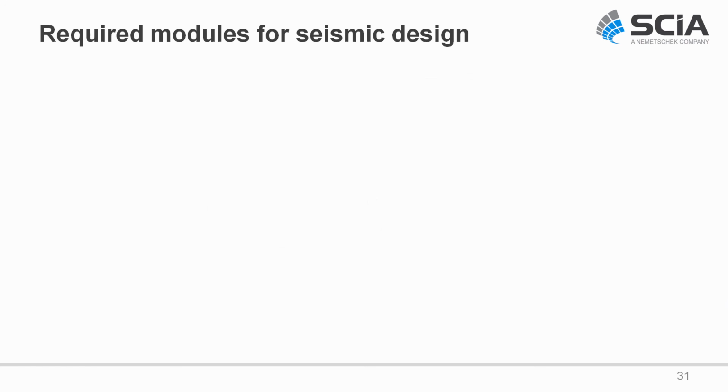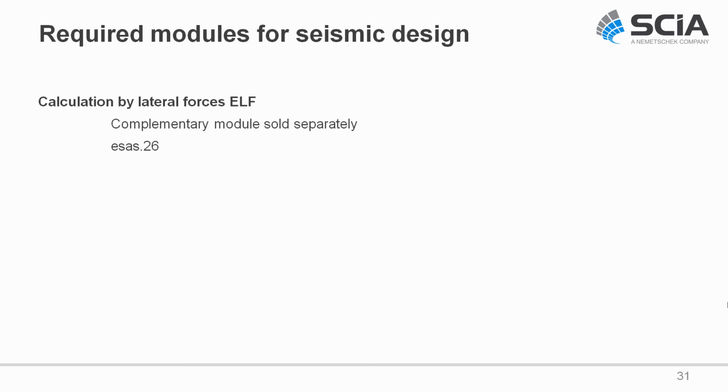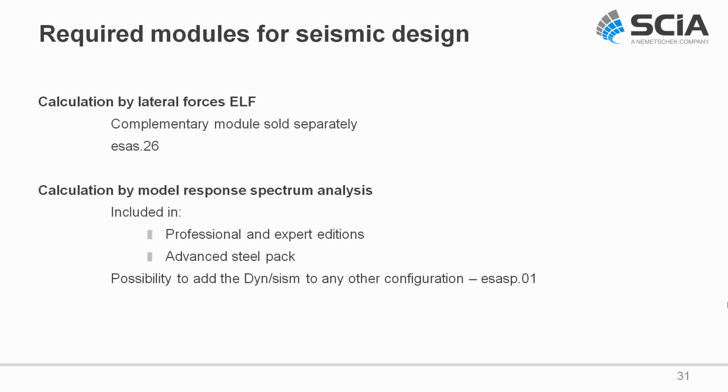What about the required modules for seismic design? For the ELF method, it is a complementary module sold separately, which is the ESAS 0.26. And to calculate by using the modal response spectrum analysis, this method is included in the professional and expert editions and in the advanced steel pack. And of course, you have the possibility to add this method using the ESAS P.01.